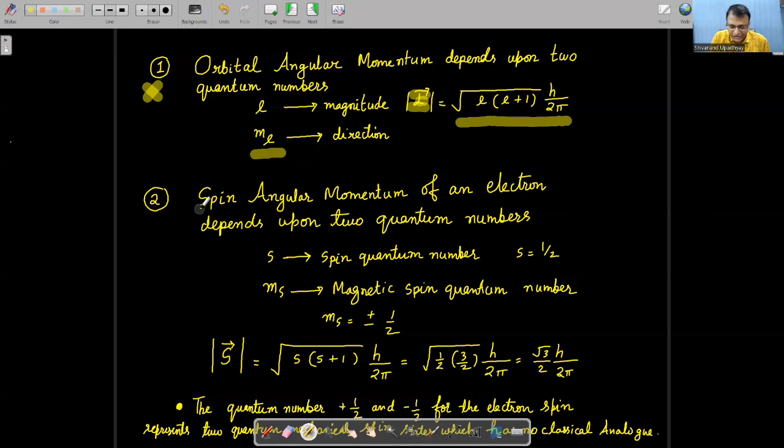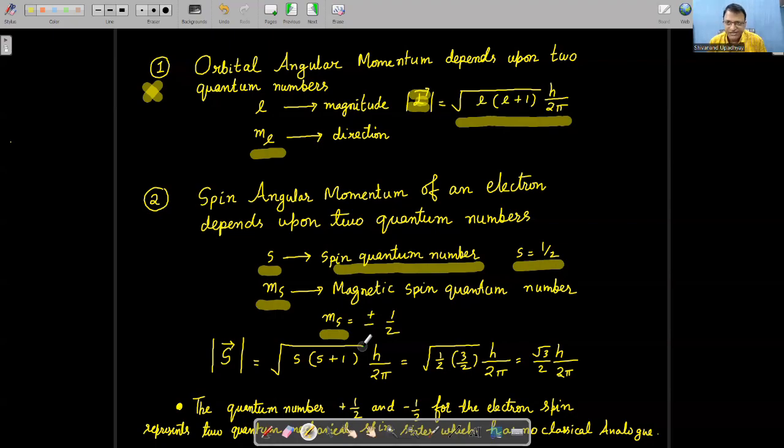In the same way, spin angular momentum is again a vector quantity. For an electron, we are discussing what the spin angular momentum is. Spin angular momentum again depends on two quantum numbers. The first is the spin quantum number, which is denoted by s. Its value is always positive, always half. And there is another quantum number known as magnetic spin quantum number, which tells about the direction.